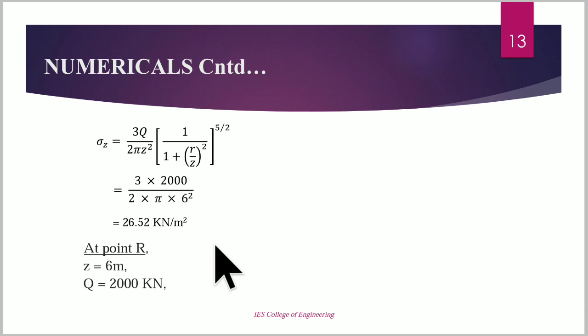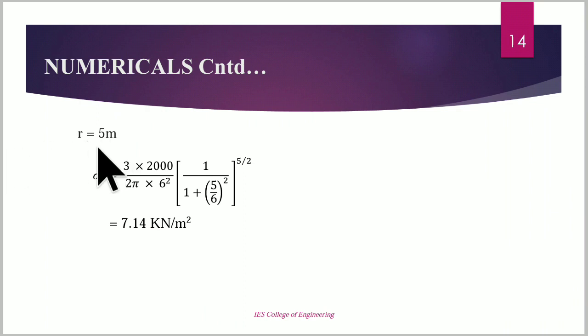And now coming to the second part of the question. At point R, depth Z is equal to 6 meter, load Q is equal to 2000 kilonewton, and finally the horizontal distance R is equal to 5 meter. Here, by applying the values to the point load equation, sigma Z is equal to 3 into 2000 by 2 pi into 6 square into 1 by (1 plus (5 by 6) the whole square) the whole raised to 5 by 2. We get the answer as 7.14 kilonewton per meter square. Now the stresses at both points P and R are calculated, and P is observed to be the greater one.